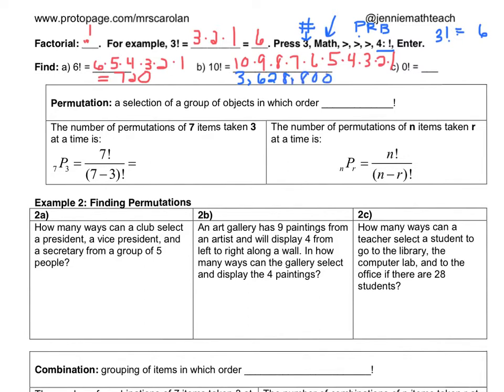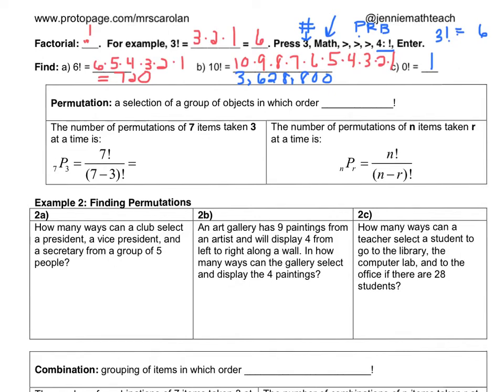Now for the last one. You might think that 0 factorial is 0. However, the answer to this is 1 if you type it in the calculator. And that's so that if we have to deal with 0 factorial, it doesn't cancel our answer out. So let's try using the factorials in the next examples.